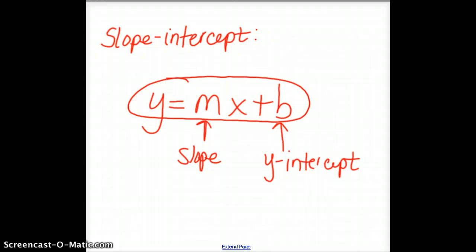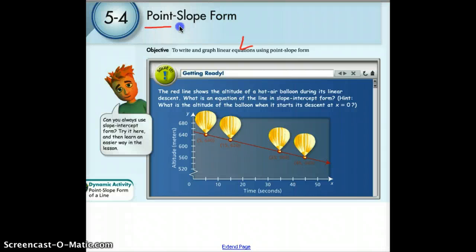However, today we are going to learn about point slope form, lesson 5-4. Now this is another equation of a line. We're going to talk about how it differs from slope-intercept form. All right, here we go.